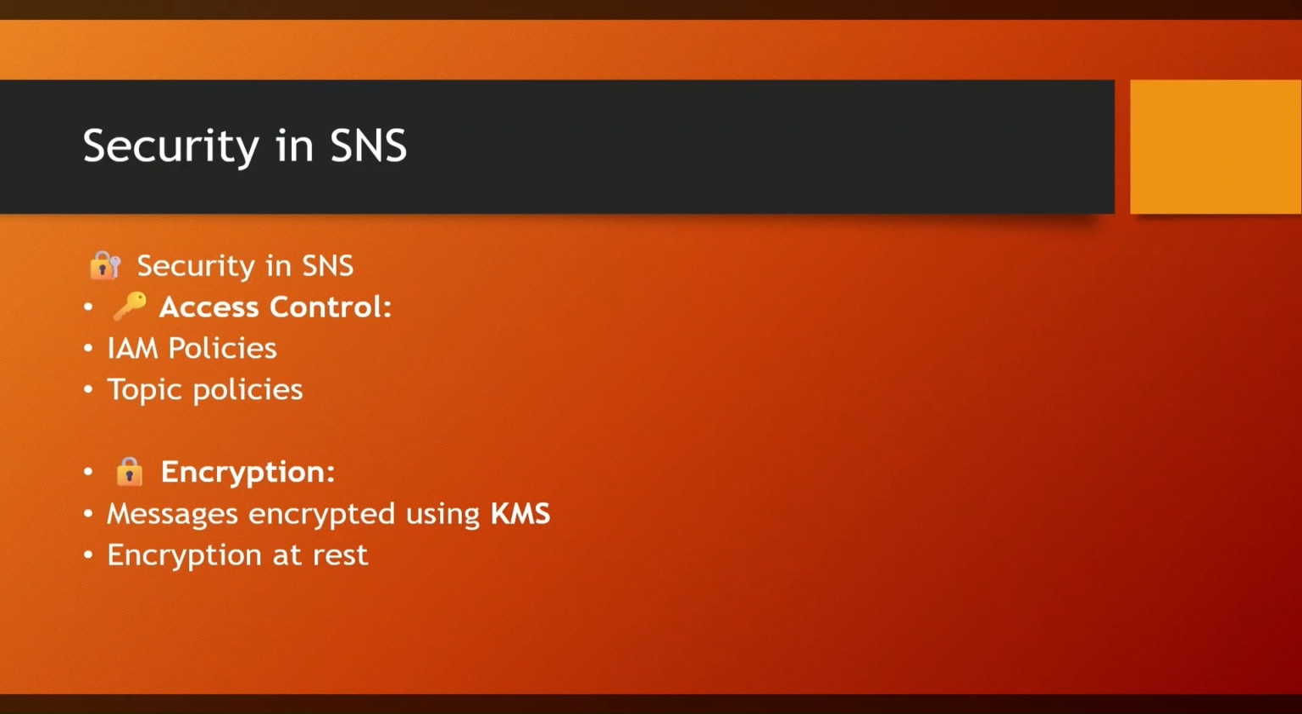We have different security features in SNS. One is to secure SNS with access control. Access control means IAM policies and topic policies, which means who needs to have access, or which resources are allowed to send messages or events into SNS. For all this, we have IAM policies. And encryption. We have default encryption using KMS for our SNS. So all this comes under security.